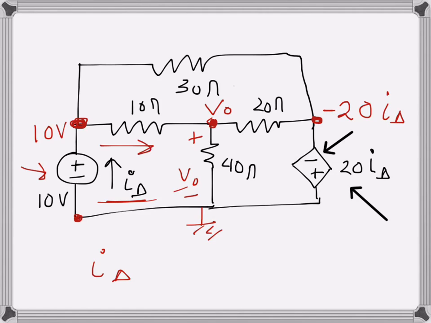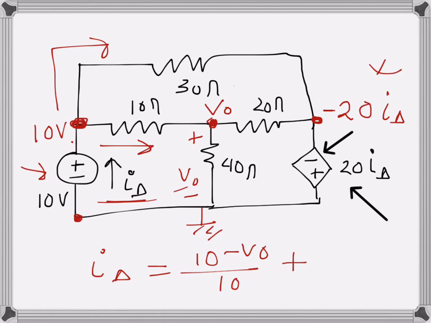So this current will be 10 minus V naught over 10. This is one leaving current. The other leaving current in this direction will be 10 minus (20 minus 20 I delta), so that will be 10 minus 20 plus 20 I delta, over 30. The resistance here is 30, so I delta equals that over 30.